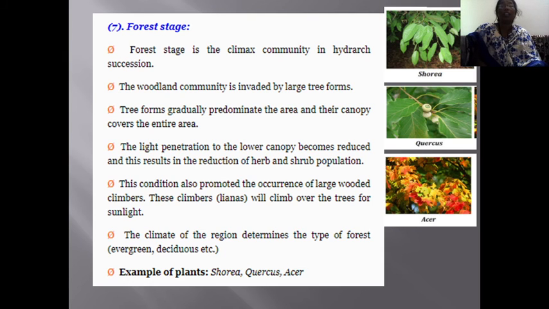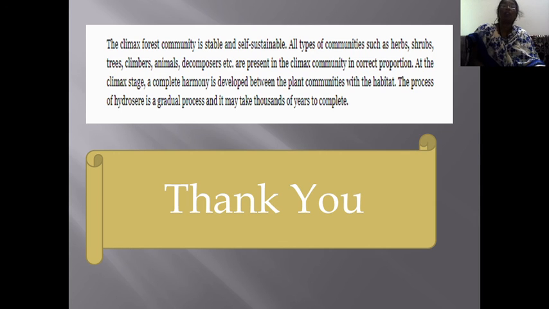The climate of this region determines the type of forest, that is, whether it is a deciduous forest or an evergreen forest. The climatic condition of that region determines the type of forest. And in that stage, the plants which grow are Shorea, Quercus as well as Assur. If these plants are grown in that stage, we observe that it is the forest stage of the Hydrosere succession. The climax forest community is stable and self-sustainable.